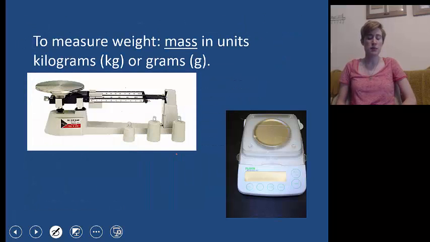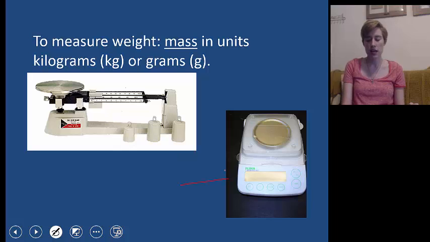All right, to measure mass, or to measure weight, I'm sorry, we always use mass, and we use the units kilograms and grams. Most of the time, we use one of these bad boys. It's an electronic balance. Be sure you take the lid off when you measure anything on it, and be sure that you press the 0 button so that before you put anything on it, it's zeroed.